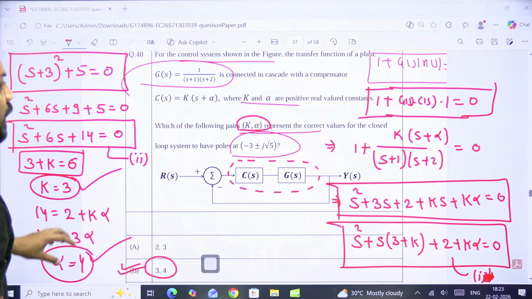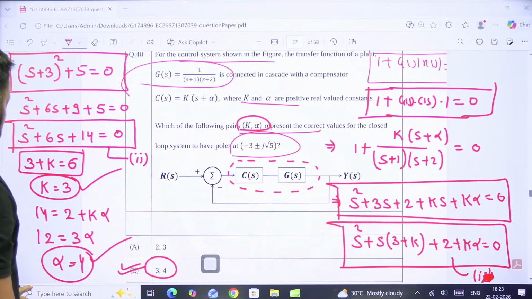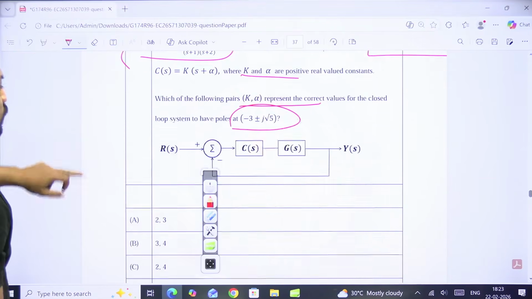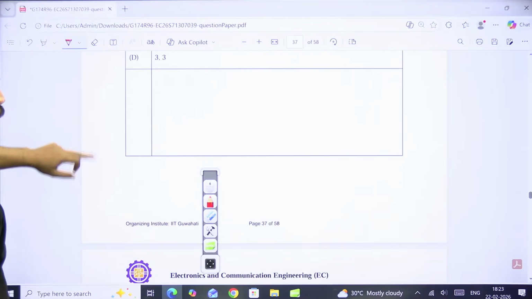Let us now move ahead. We have solved this question too. This is also an easy question. Now coming to question number 41. We solved question 40, so let us move to 41.